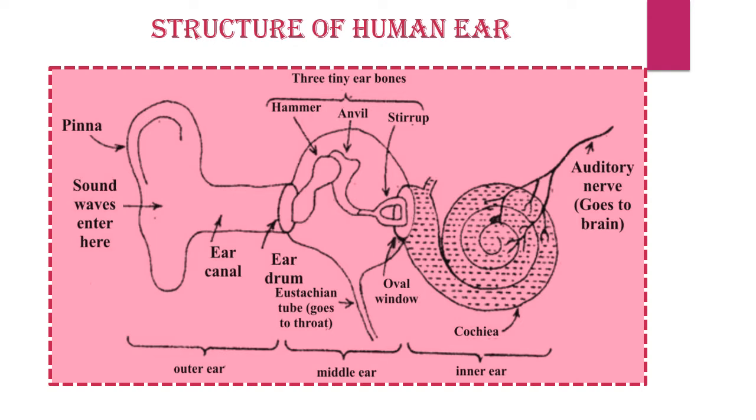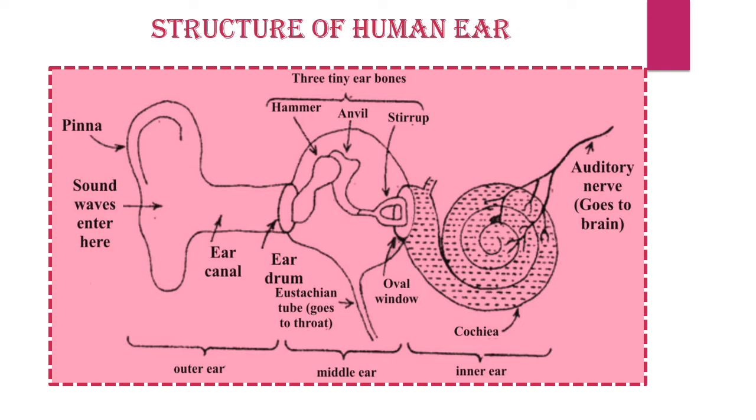The lower part of the middle ear has a narrow tube called the eustachian tube. It goes to the throat. So children, the eustachian tube connects the middle ear to the throat and ensures that the air pressure inside the middle ear is the same as that on the outside.